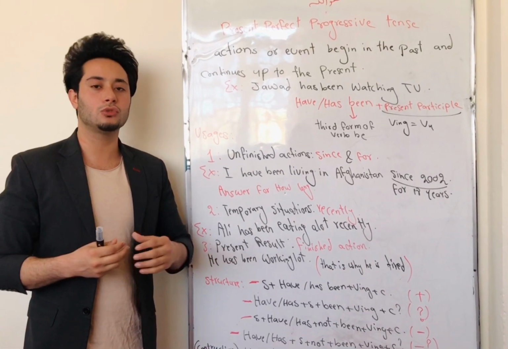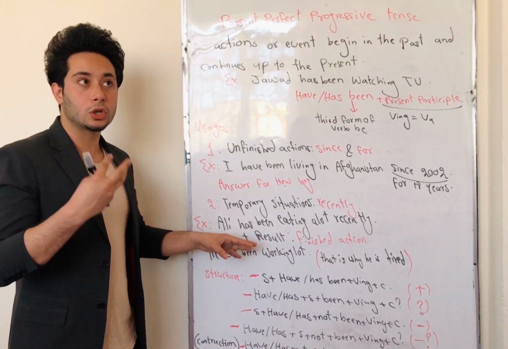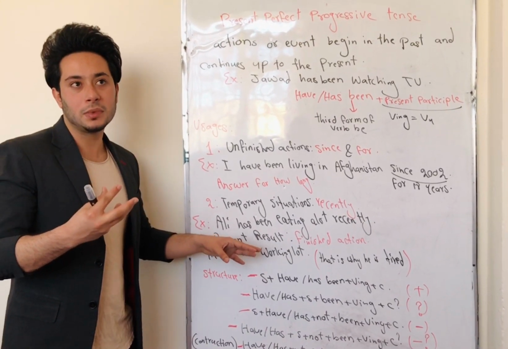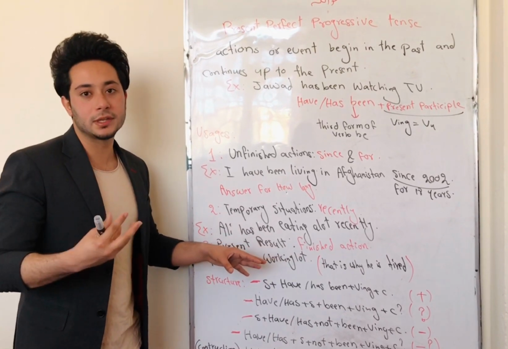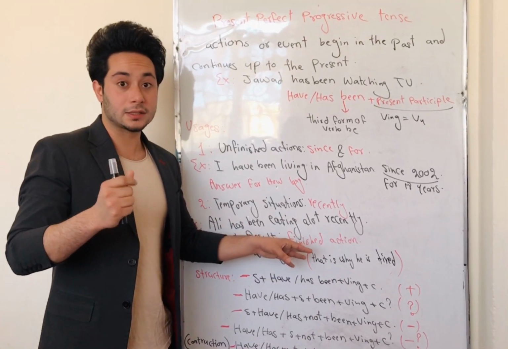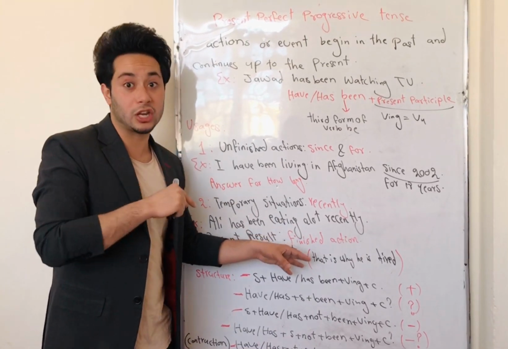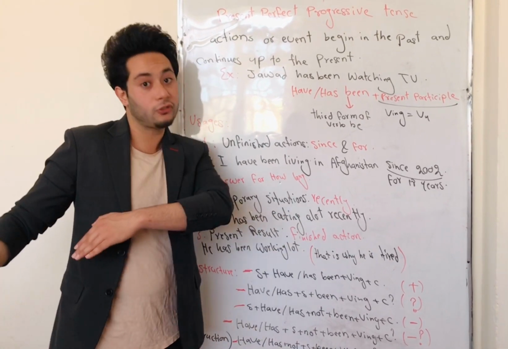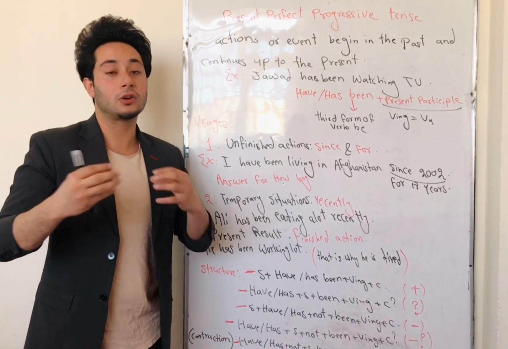The third place that we can use present perfect progressive tense is to talk about a present result. It means that when we want to indicate a present result, we can use present perfect progressive tense. But we need to be sure of one thing, that the action is finished. It means the action is already finished, but we can feel its effects in the present.